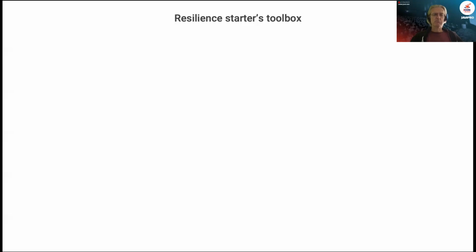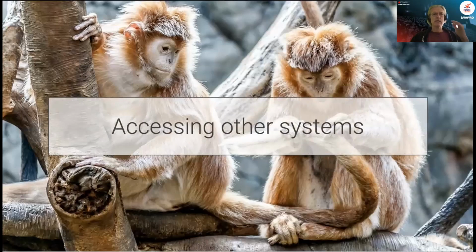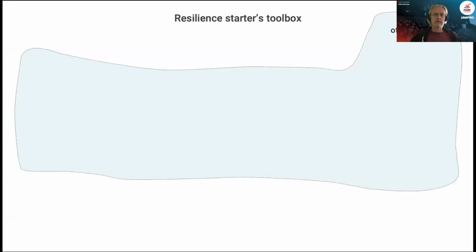Here's the toolbox. It's still empty. And where to start best? My suggestion would be to start with accessing other systems. So we call another system. What could go wrong there? How can we improve the situation? So let's create some room for accessing other systems.